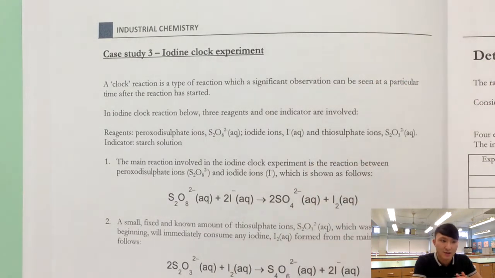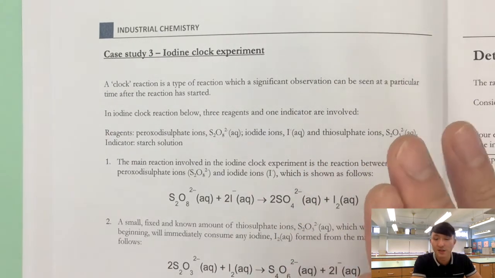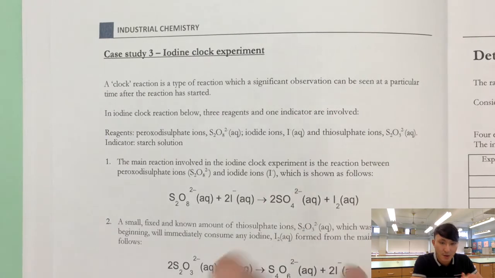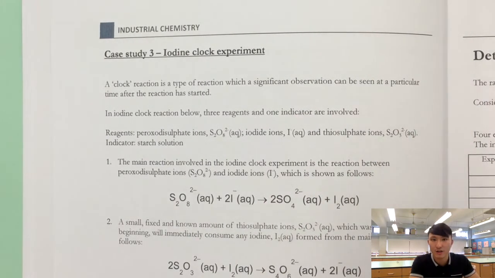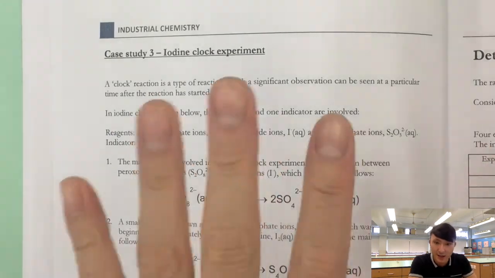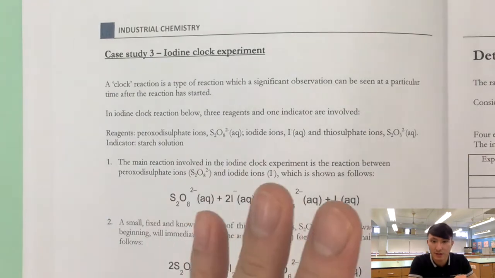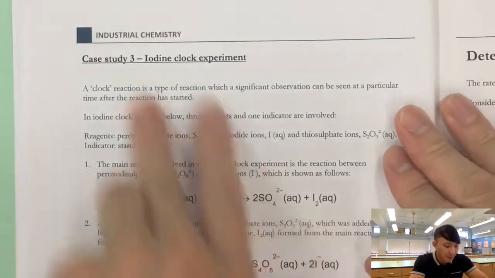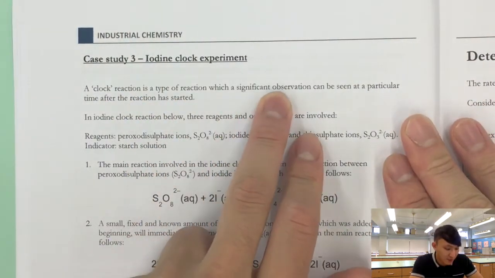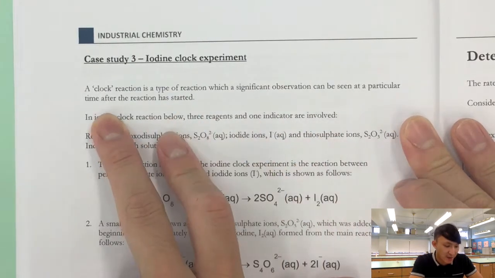Okay, so you notice that this clock reaction is similar to a clock, which doesn't give you any sound until the time comes. When the time comes, it rings very strongly, very loudly, and you see a very distinctive observation. And this is the feature of a clock experiment. It gives you nothing at the beginning until the time is reached, and when it is reached, it gives you a very distinctive observation. Okay. Now you see, a significant observation can be seen at a particular time after the reaction starts.